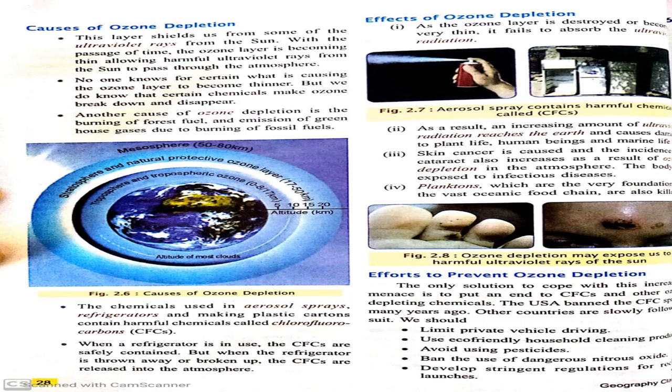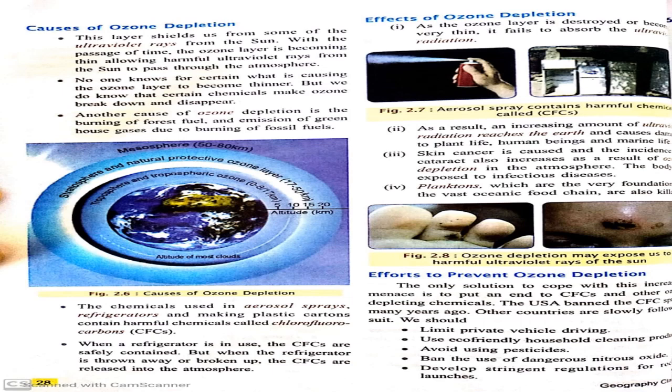Here in figure 2.8, you can see the various results of ozone depletion, which may lead to harmful skin diseases. You can see we are exposed to the harmful ultraviolet rays of the sun. Now, what are the efforts to prevent ozone layer depletion? What can we do in order to prevent or stop ozone depletion?